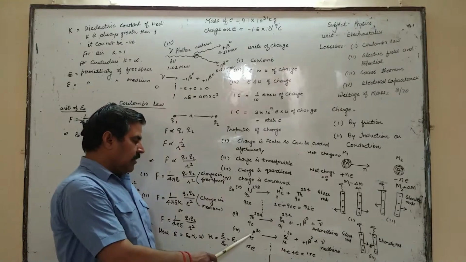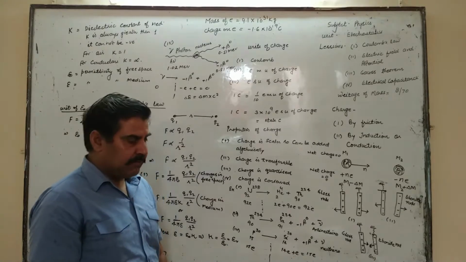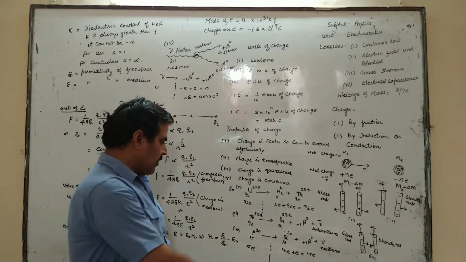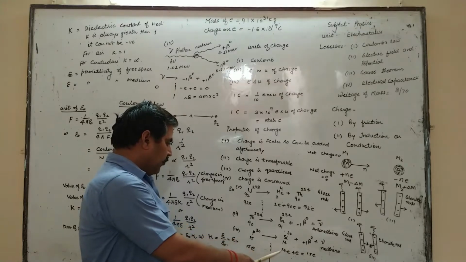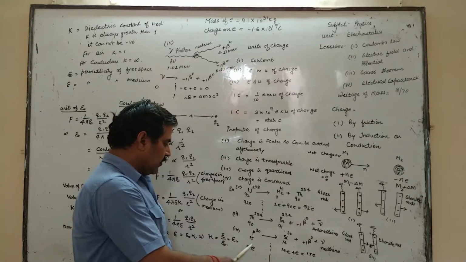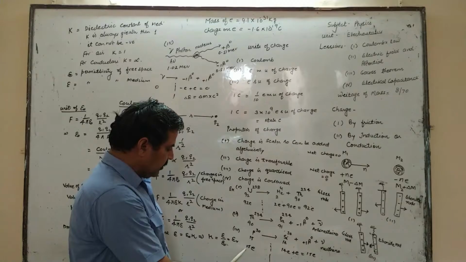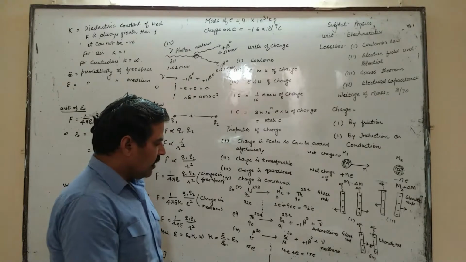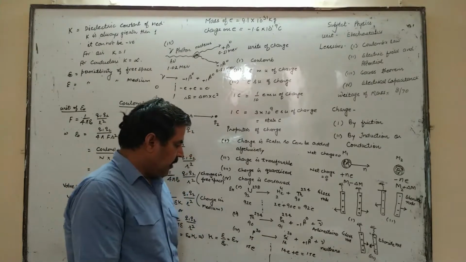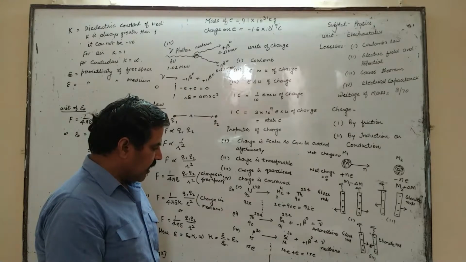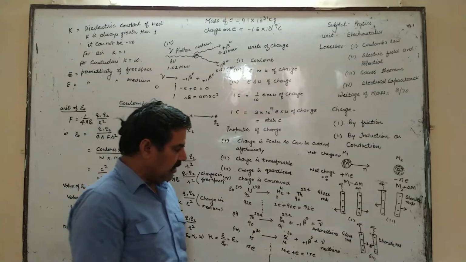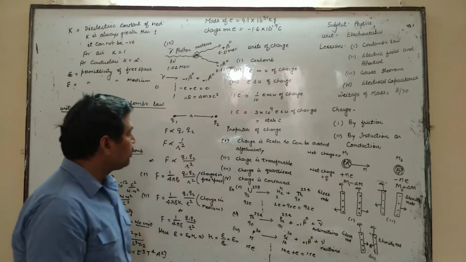Now when positron is emitted from phosphorus, it is converted into silicon. Before emission of positron, the charge on phosphorus nucleus is 15e, and after emission of the positron, the total charge is 14e plus e equal to 15e.